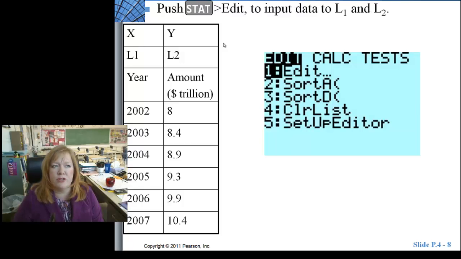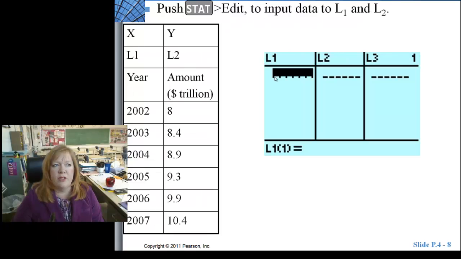This is what screen you should have. Stat, and you're going to hit number 1 for edit, or arrow and enter, and then you're going to hit number 1 here. When you do that, this is what should pop up on your screen. You'll have L1, L2, L3.